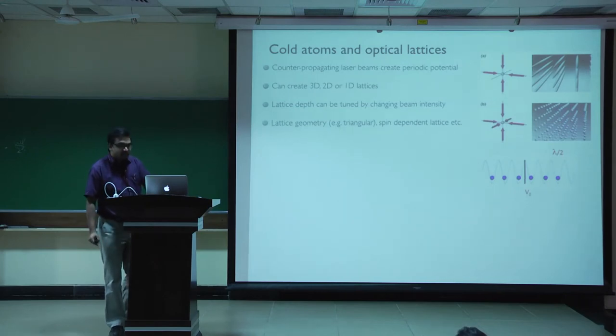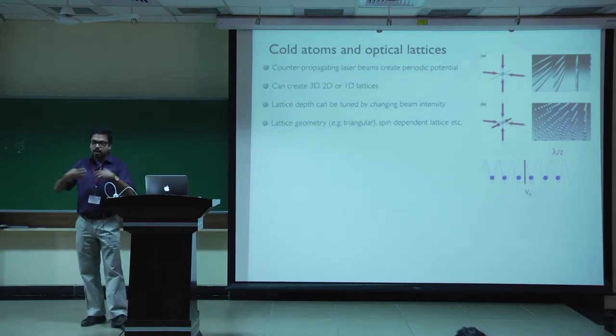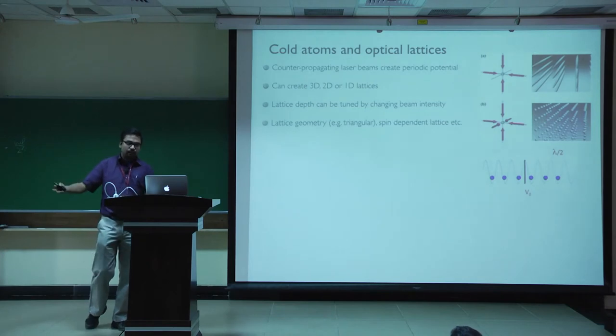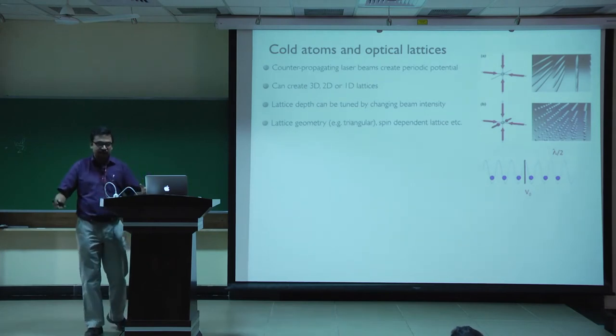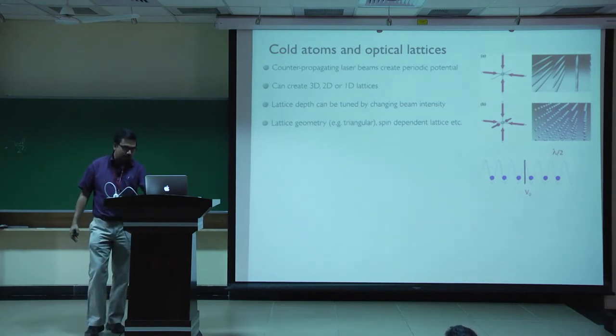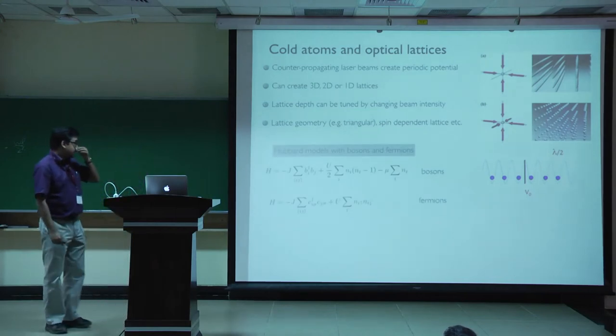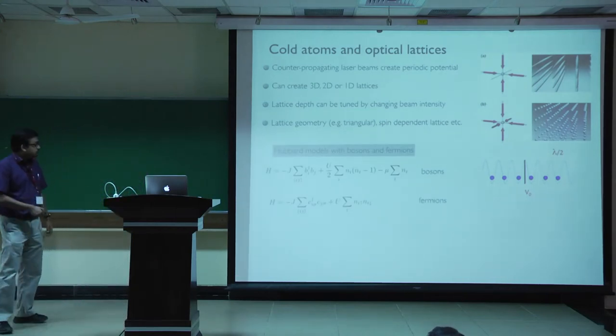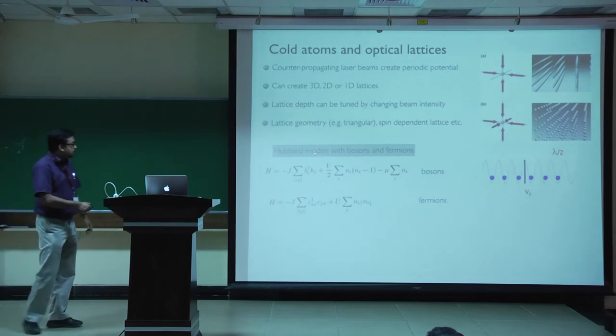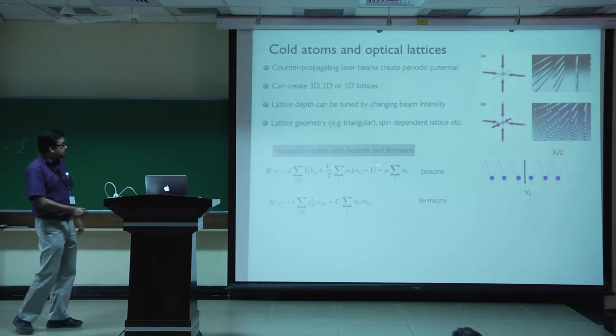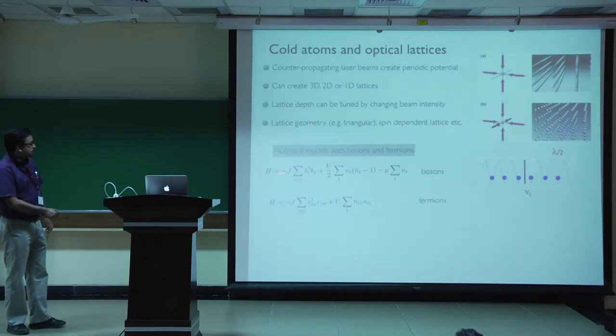With this, we have a system of quantum degenerate gases interacting with some S-wave interaction. Now on top of it, we are putting in a lattice. And it gives rise to typical Hubbard models with bosons or fermions. So for bosons, you get a Bose-Hubbard model.